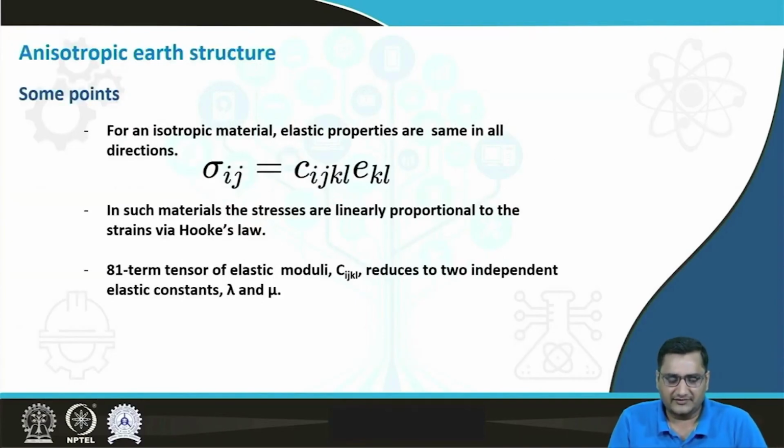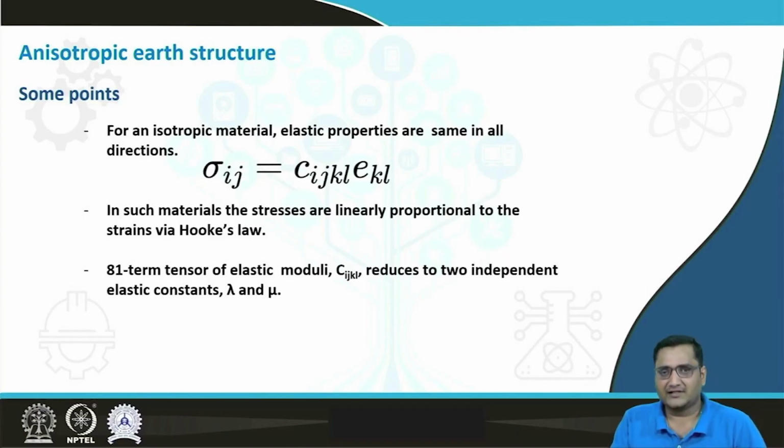Now let's start with today's lecture, where we are going to first learn about the anisotropic earth structure. If you remember, so far we have been considering the earth as an isotropic material, and we have been deriving various formulas associated with seismic waves. In an isotropic material, the elastic properties are the same in all directions.